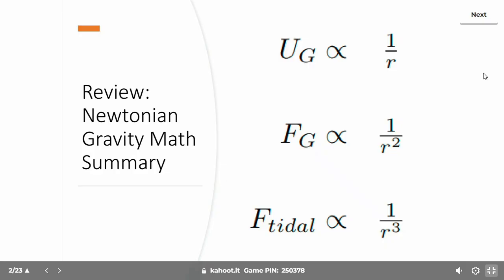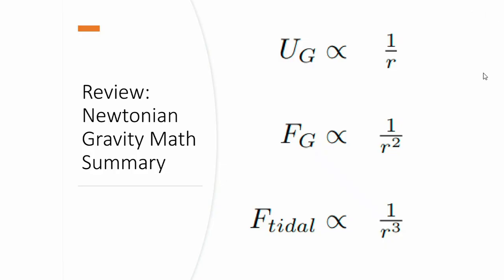So to review the gravity stuff that we talked about last time, the potential energy of gravity, and this symbol means proportional to. So this just means the potential energy is proportional to, or goes as, 1 over r. The force of gravity goes as 1 over r squared, and the tidal force goes as 1 over r cubed. So the tidal force dissipates faster than the regular gravitational force, and potential energy dissipates the slowest of any of them.